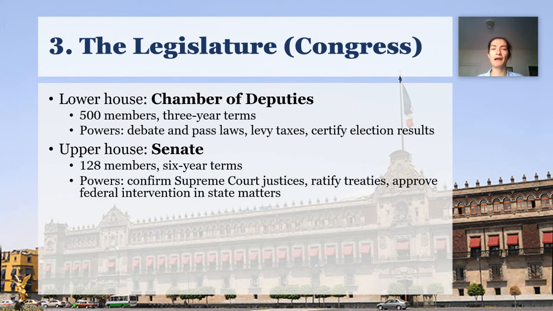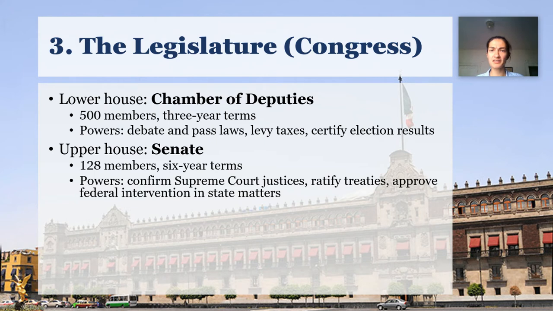A couple of unique powers of the Senate, in addition to voting up or down on whatever it is that the Chamber of Deputies passes to them. The Senate can confirm Supreme Court justices who are nominated by the president. They can ratify treaties that are signed by the president. And they have the power to approve intervention by Mexico's federal government in matters that are otherwise reserved for Mexico's subnational units of government, its states.